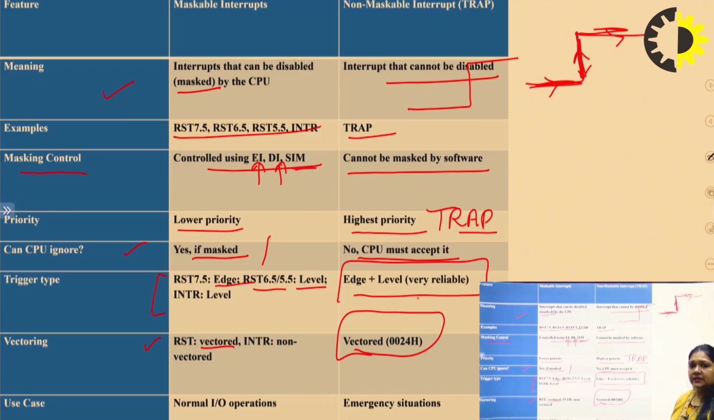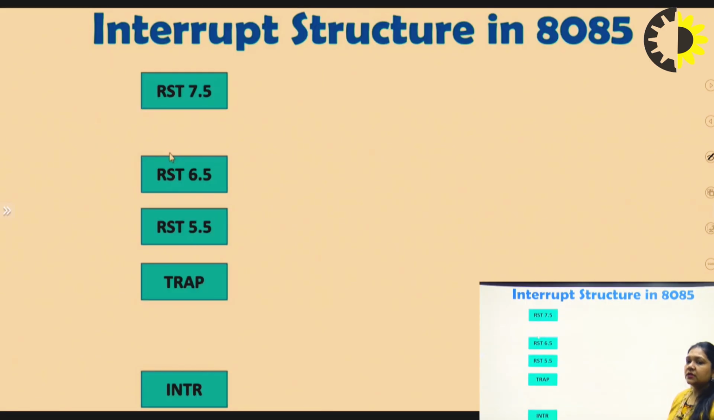H is a hexadecimal number here. As for use cases, normal input output operations use maskable interrupts, and non-maskable interrupts are used in emergency situations. So this is the interrupt structure.